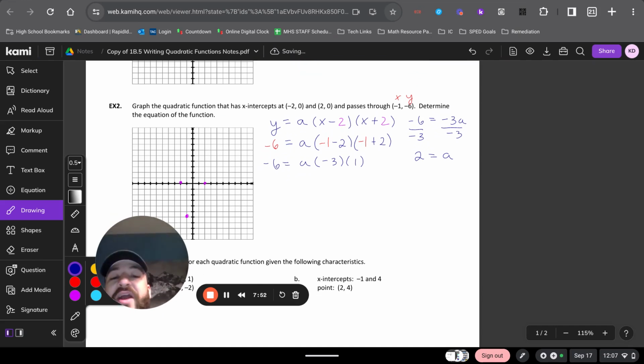So now that we have our a value, I can go ahead and plug that back into my original equation. So y is equal to 2, x minus 2, x plus 2.